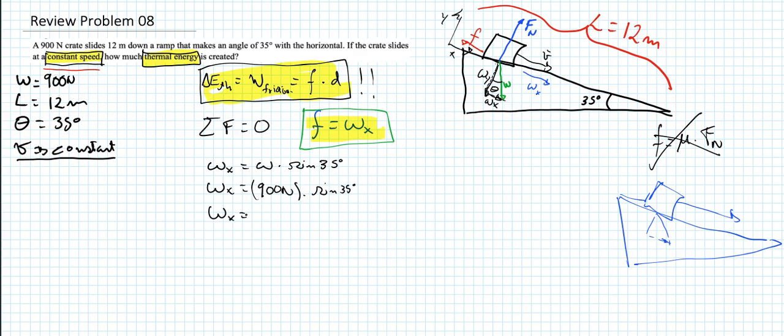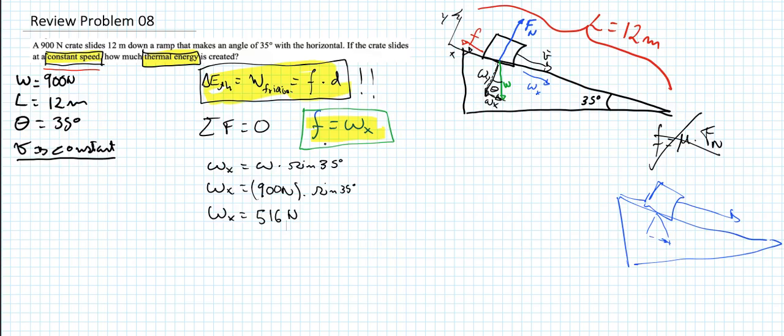So my weight in x is equal to what? Let me calculate here using my super hyper calculator. So it's going to be 900 times sine of 35 degrees. So it's going to be 516 newtons. So, okay, I got my weight in x here, my component of the weight in x. So this will be the same thing that I have for friction.